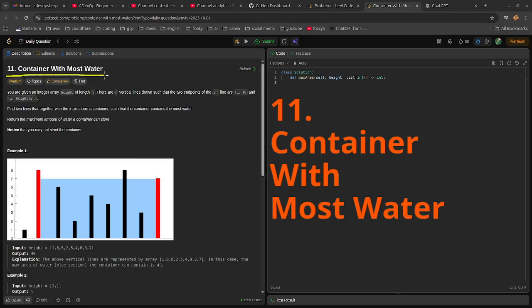LeetCode Daily Challenge. Today is 4th of October 2025. The problem today is a medium one, number 11, Container With Most Water. So this is a two-pointer problem. Two pointers.